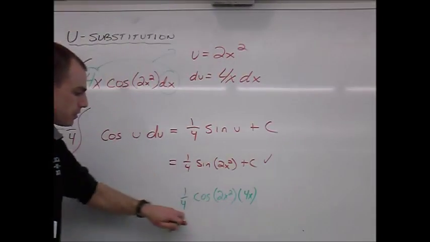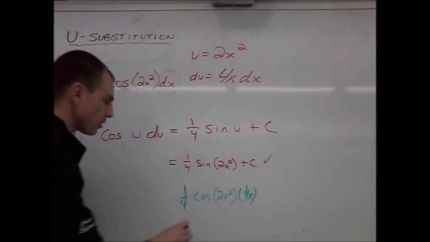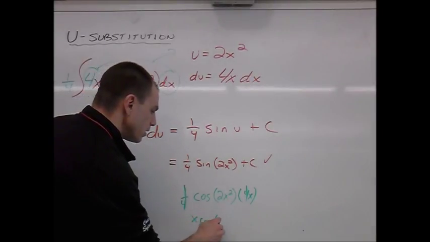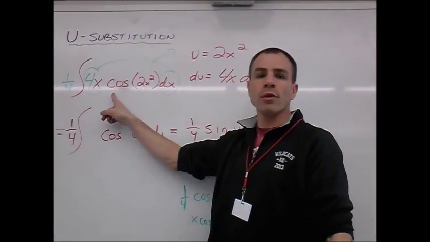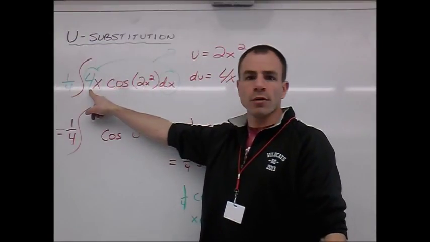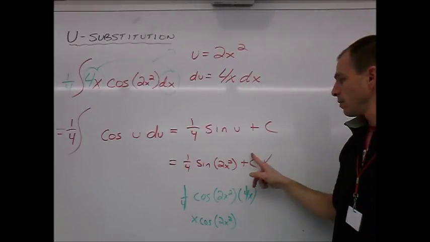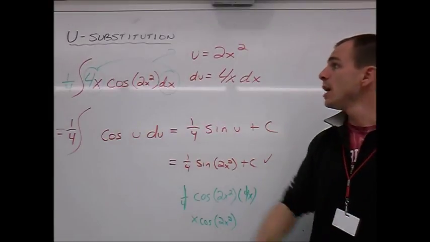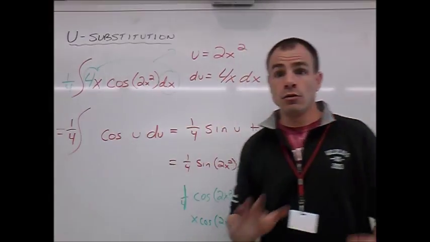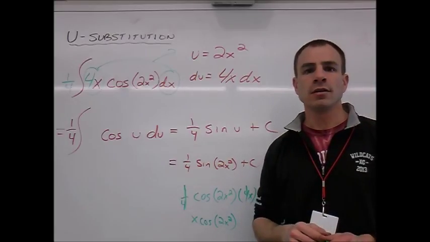Now, let's take a look at this answer. We have a 4 and a 1/4, so they wipe each other out. And we're left with x cosine 2x squared, which is exactly what we originally had up here before we wrote in the 4 and the quarter. So it checks out, which means our answer is correct. Okay? So that means that if we're missing a coefficient, no big deal, we can still get our answer. And I'll do another one like this in the next example.